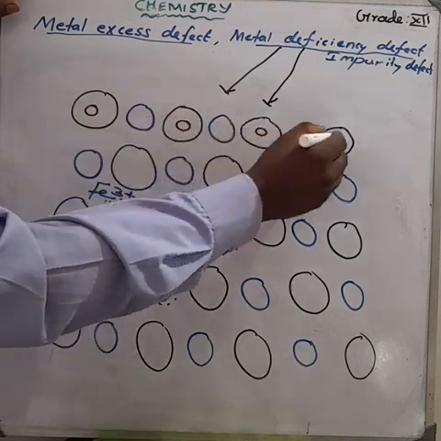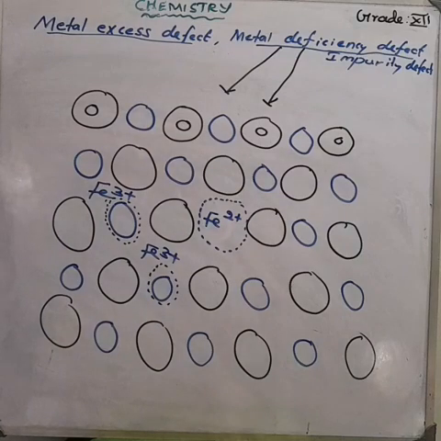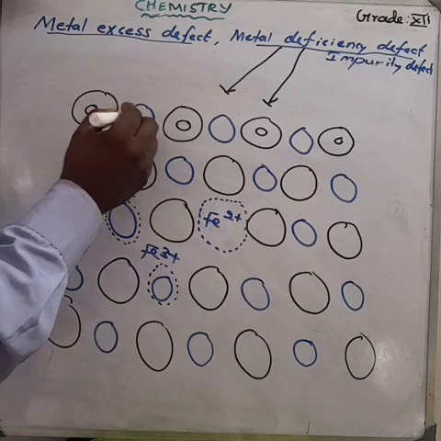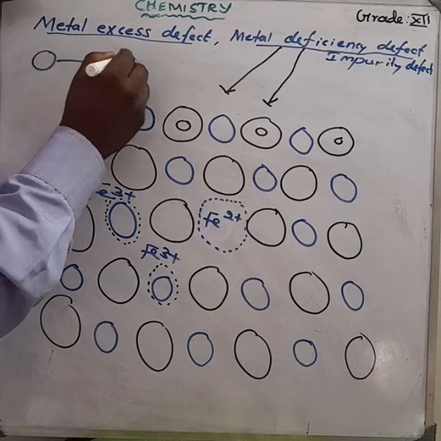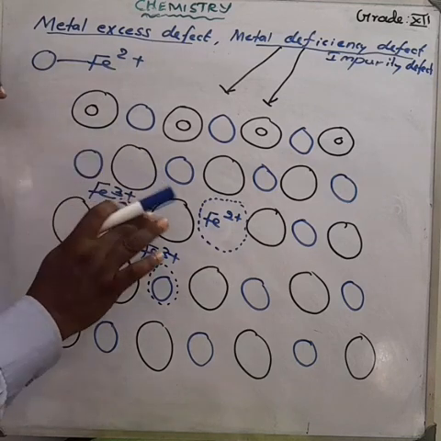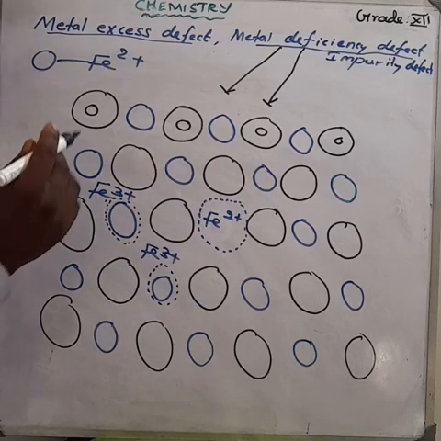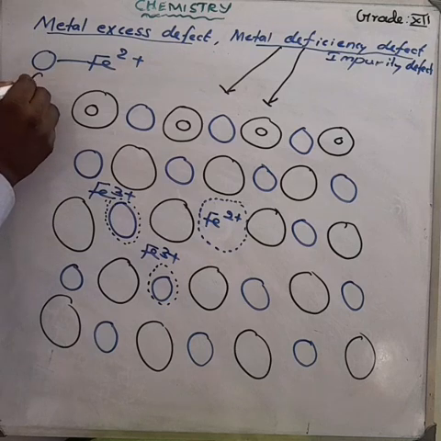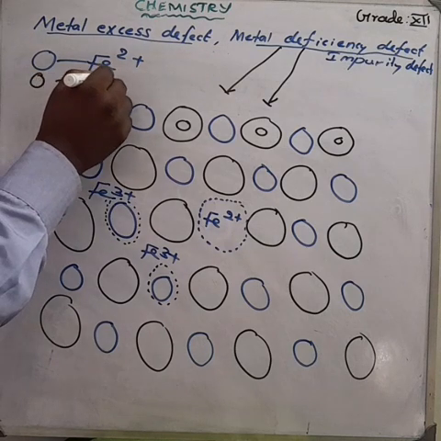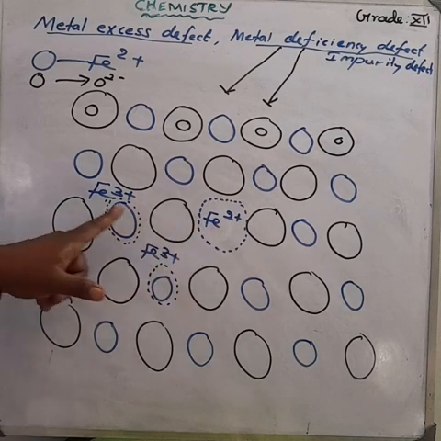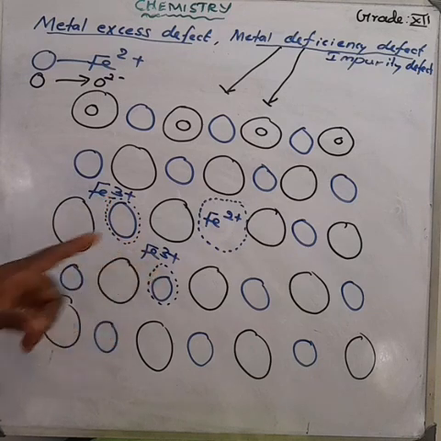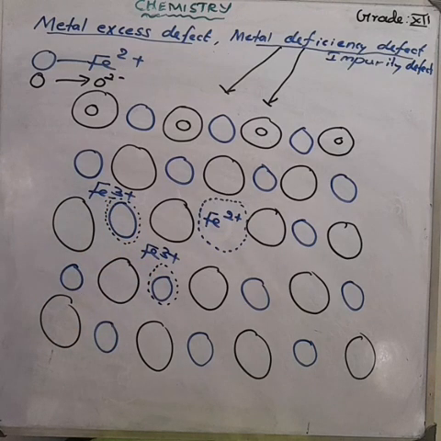The metal deficiency defect arises due to the presence of fewer cations than anions. Cations are fewer in number, anions are more in number. This defect is observed in crystals in which the cations have variable oxidation states. Here I explained two cations: Fe2 plus and Fe3 plus ions. A very good example is iron oxide.